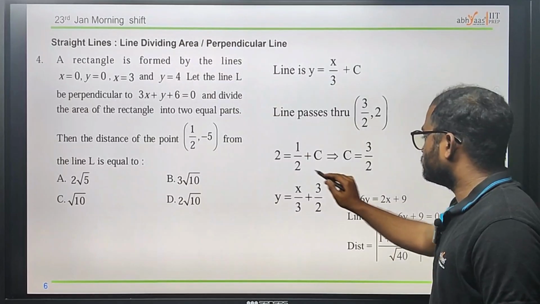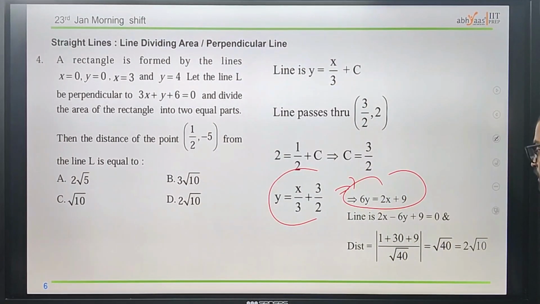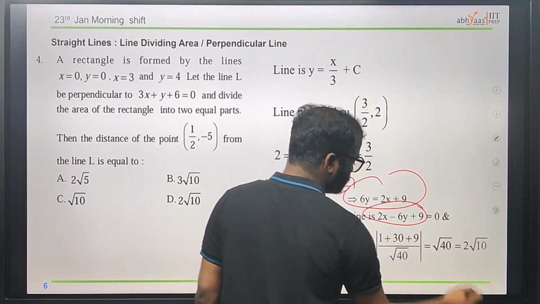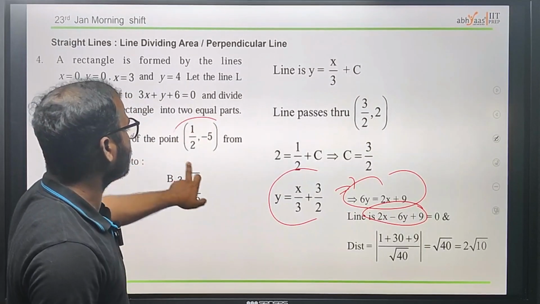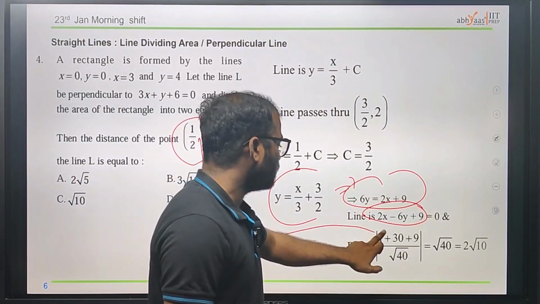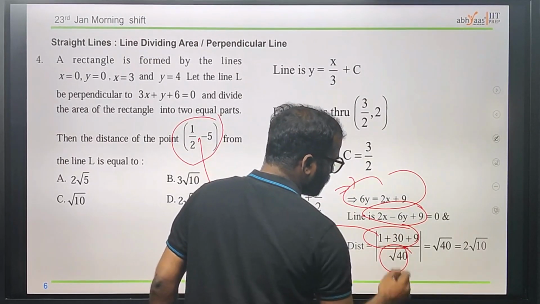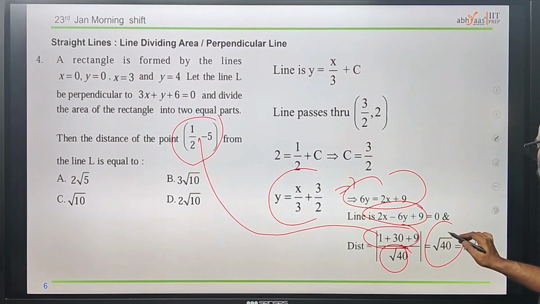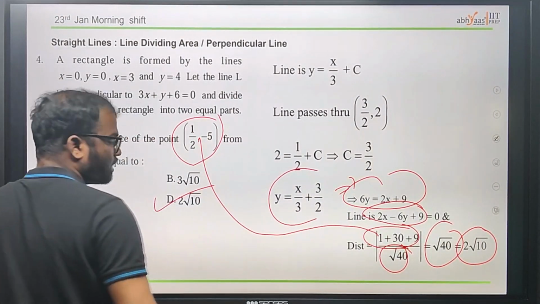Simplification leads to 6y equal to 2x plus 9. Now we have the line 2x minus 6y plus 9 equal to 0, and using the distance formula from this L to the given point, we substitute the point and the magnitude comes to root 40, which we can write as 2 root 10. That's how D is the correct answer.